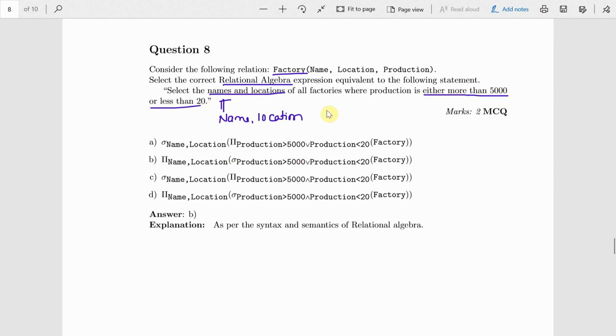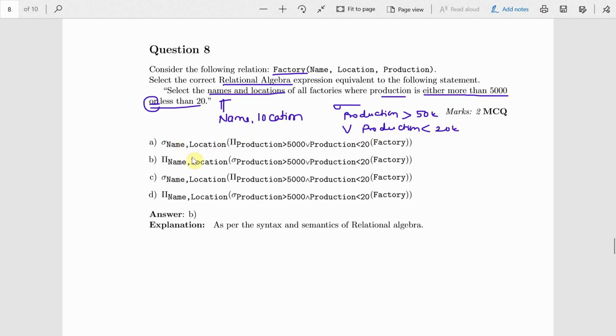or less than 20,000. This is for selection of tuples. For selection of tuples, we use the sigma operator. This is called the selection operator for selecting the rows. The condition is to be written as a subscript. What is the condition? The value of production is more than 50,000, means greater than 50k, or less than 20,000. Or in algebra we represent with the disjunction, that is the OR operator. Production less than 20,000. These are the conditions.